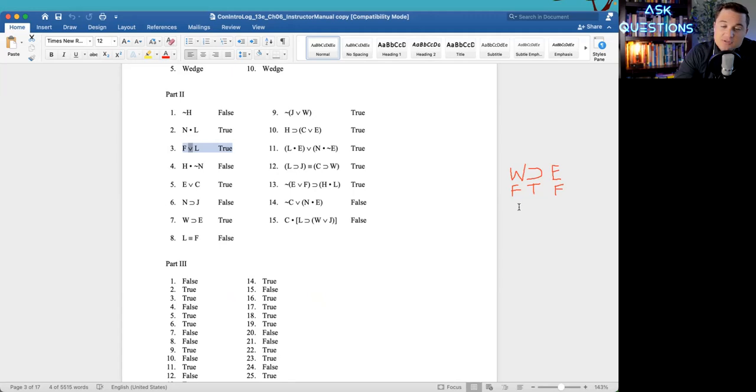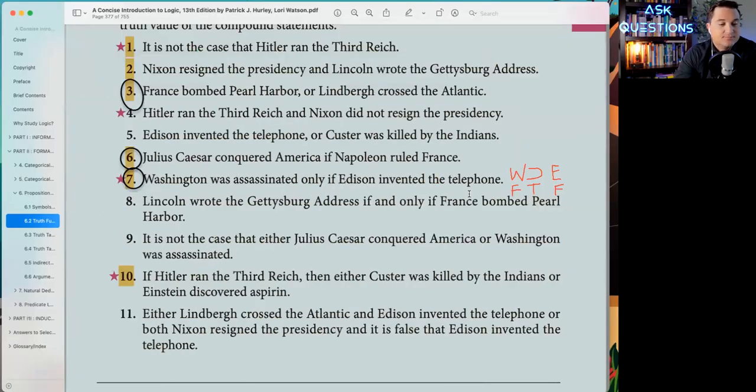Now, students also get confused. They're like, wait a second, there's an F here, there's an F here, there's a T. Which of these is the truth value of the whole statement? Well, it's the one underneath the main connective or main operator. W and E, they're not even operators. There's only one operator. So this represents the value of the whole statement. This F only represents the truth value of W. This F only represents the truth value of this E. I hope that makes sense.